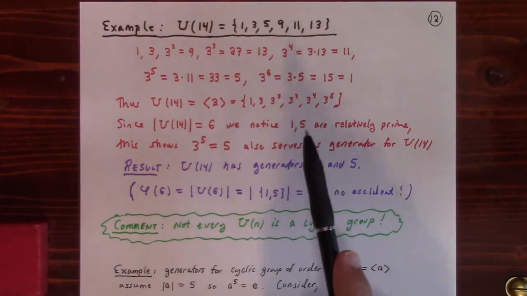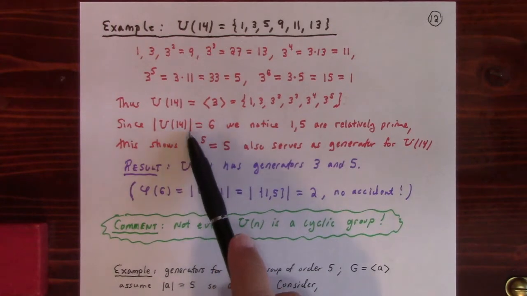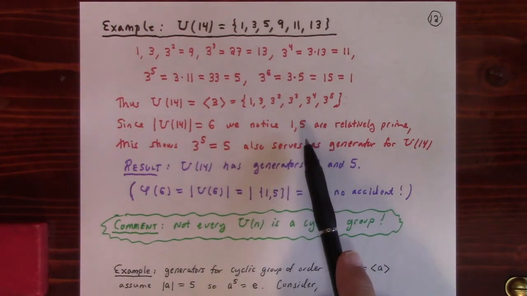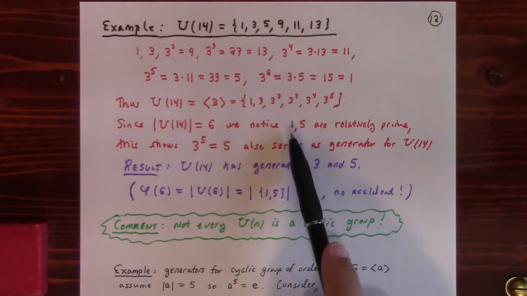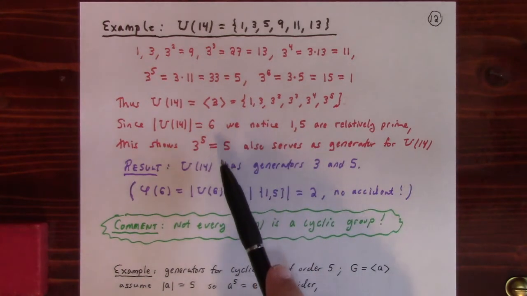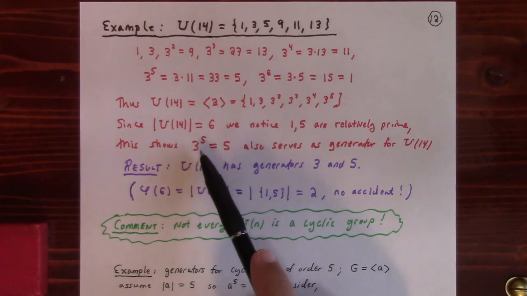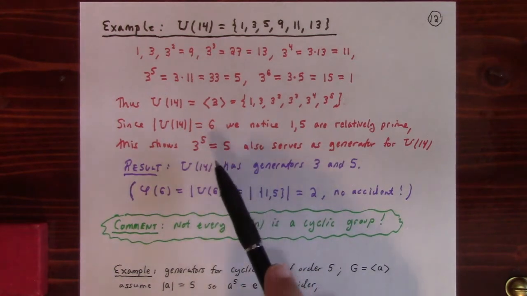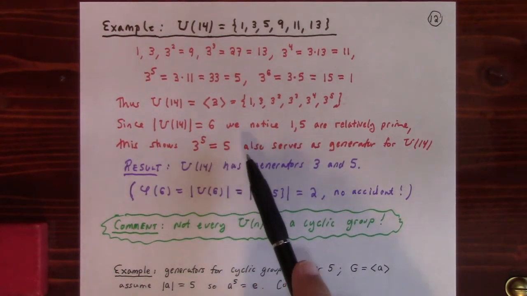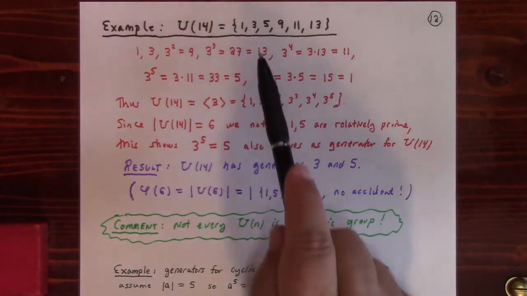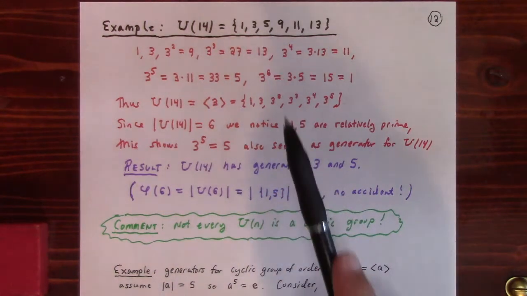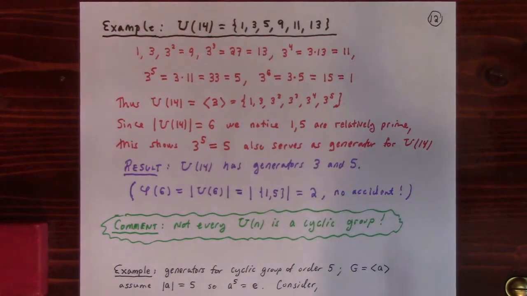And so we can see that the order of U14 is 6, which means that 1 and 5 are relatively prime to 6, so we could use 3, or we could use 3 to the power 5 as a generator. And 3 to the power 5 works out to 5 in this case. So either 3 or 5 serve as generators for the cyclic group U14. Comment: not every Un is a cyclic group. All right, well, anyway.